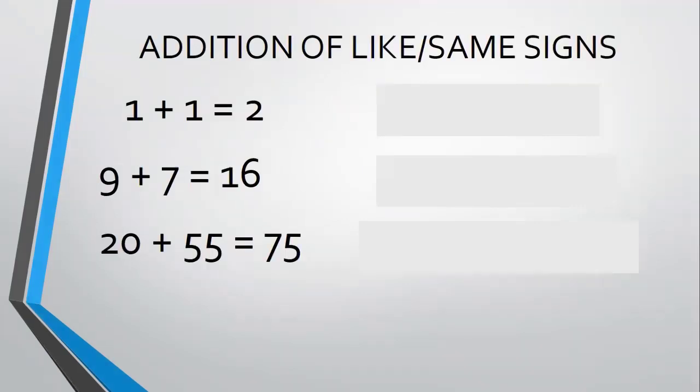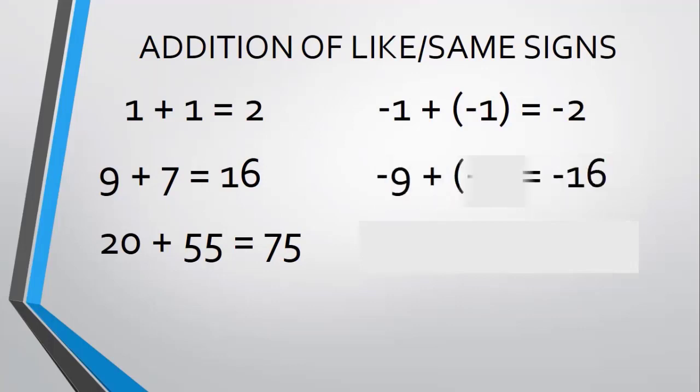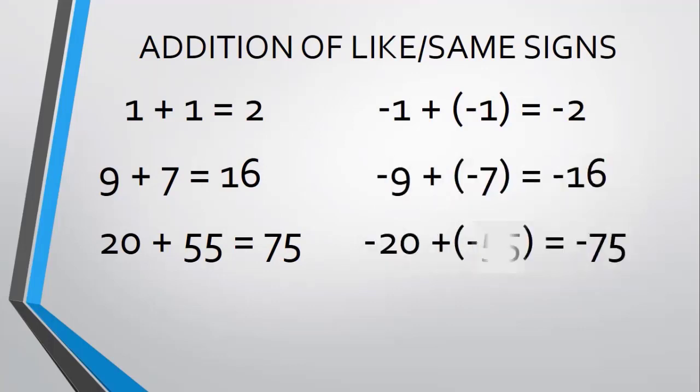Let's have more examples. Negative 1 plus negative 1 equals negative 2. Negative 9 plus negative 7 is negative 16. And negative 20 plus negative 55 is negative 75. In these last 3 examples, we are adding 2 negative integers. The sum is also negative.